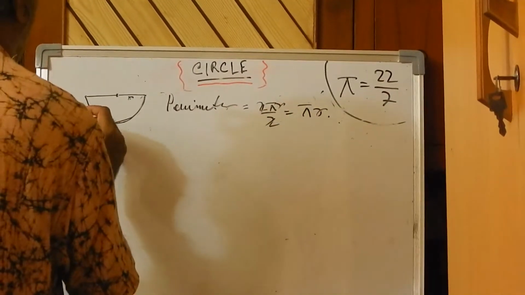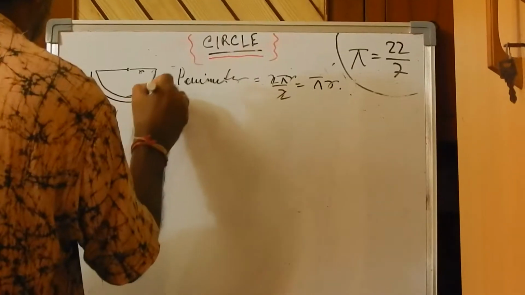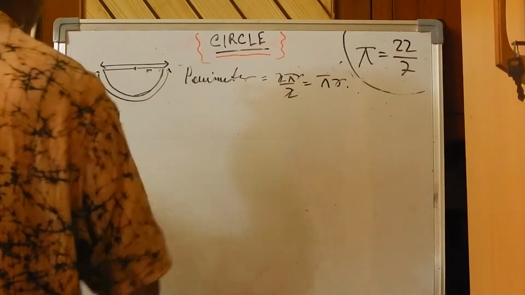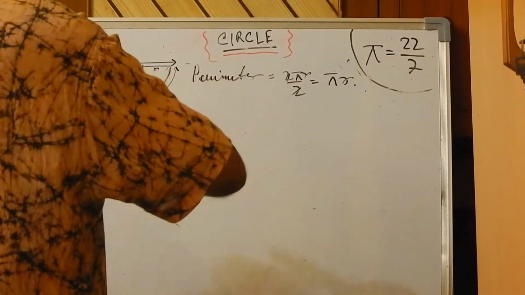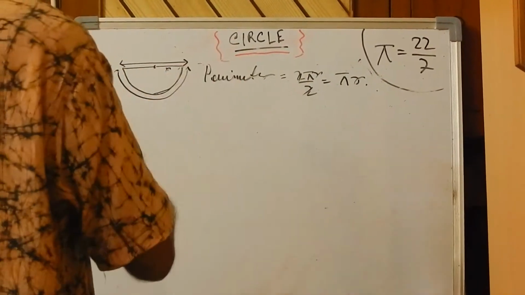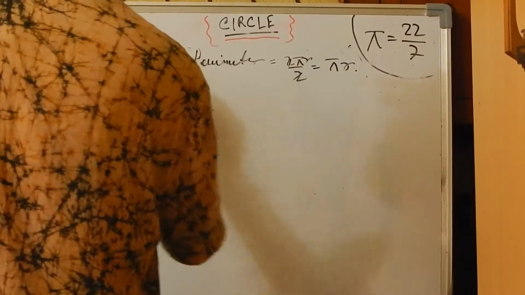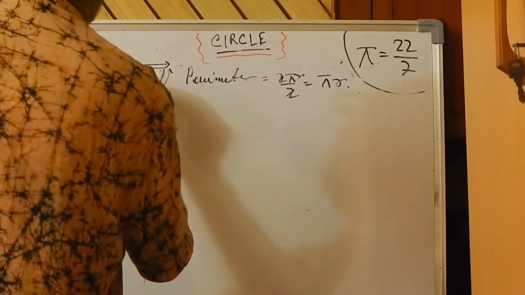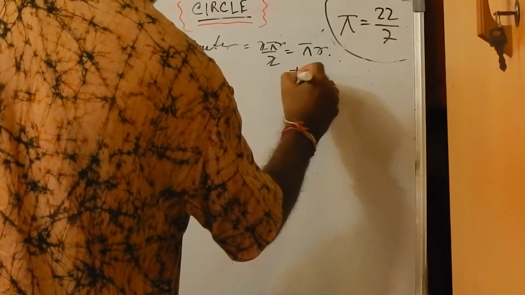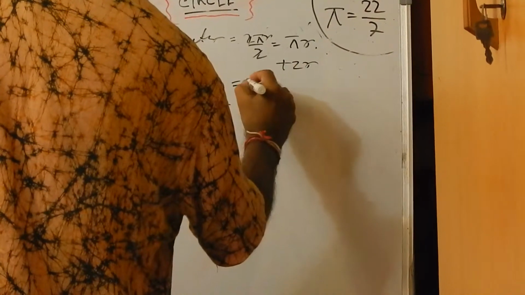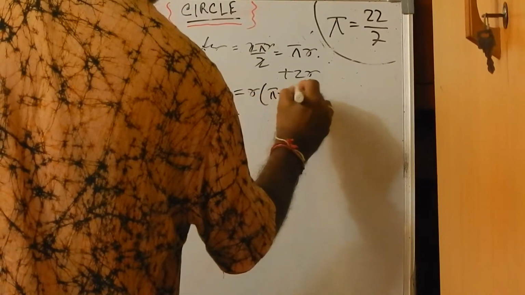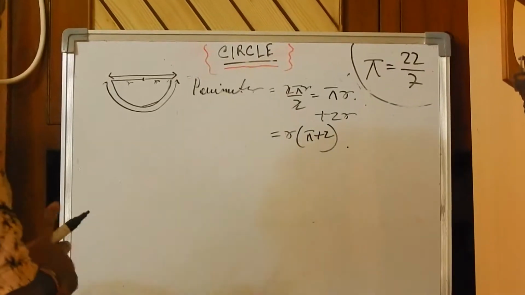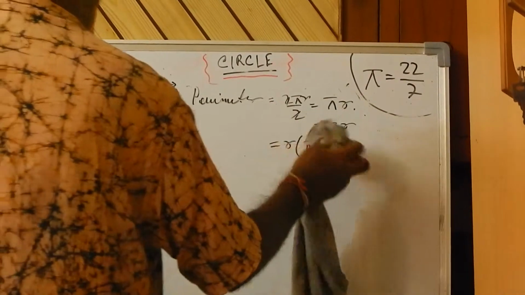But for perimeter, we mean that not only this distance, this one also has to be covered. Perimeter of a design is to surround it. So this portion is only pi r, and this portion is 2 r. So pi r plus 2 r, or (pi plus 2) r. So this is the perimeter of this type of design.